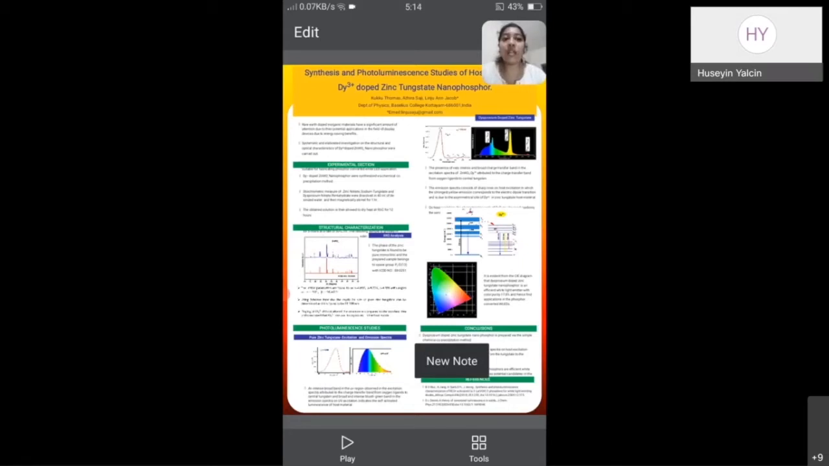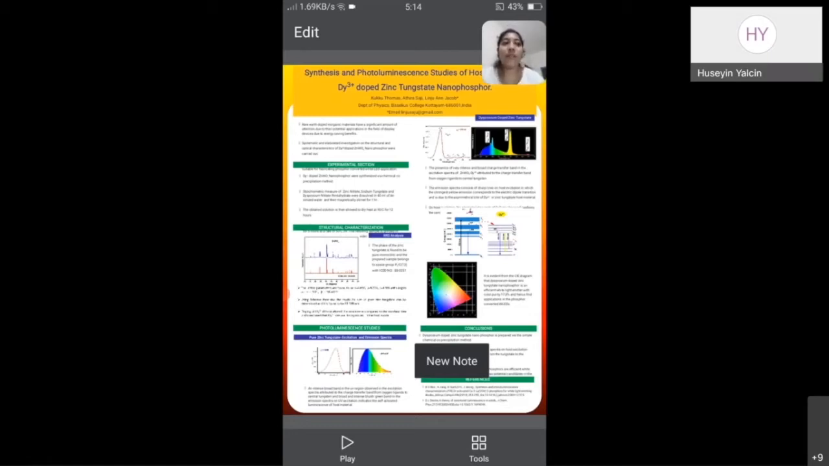Using the Scherrer formula, the crystallite size of the pure zinc tungstate can be determined, and it is found to be 27.188 nanometers. The doping of dysprosium does not alter the structure, so we can conclude that the dysprosium is incorporated well into the host matrix.